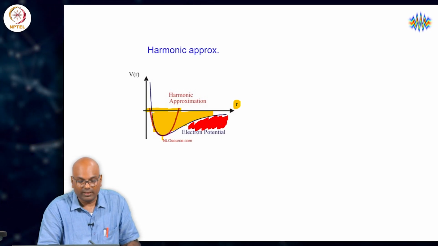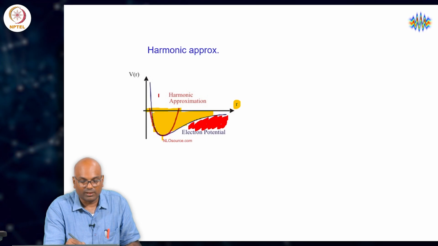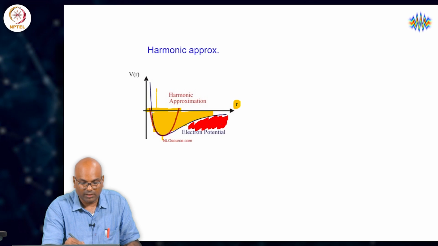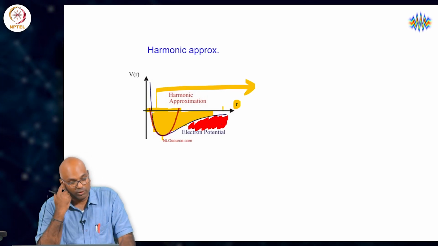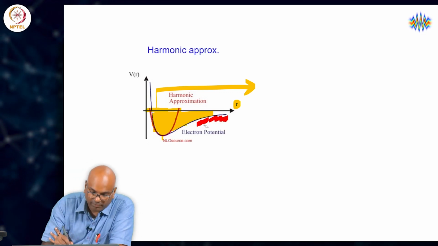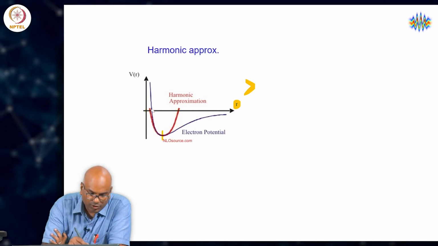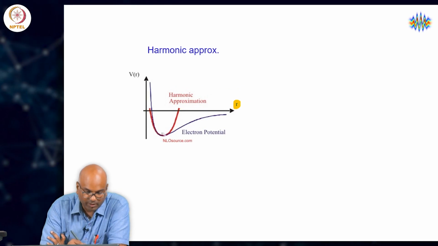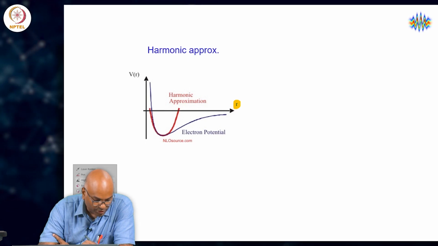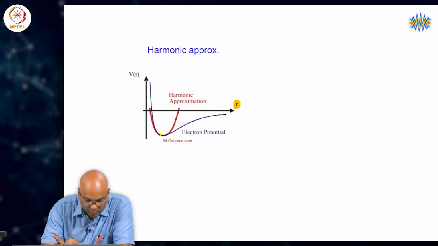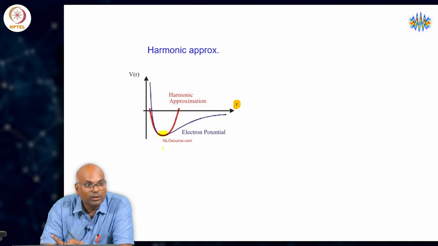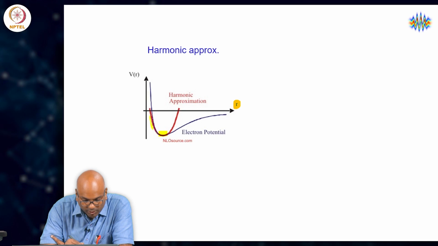The only way it can escape this potential well is to raise its energy, go up the energy ladder, and that is the way out, if at all you want to pull the electron out of the system. But the point that we want to make is that for small displacements about the mean position of the electron, no matter what the shape of the potential well is, we can approximate it by the potential of a harmonic oscillator.